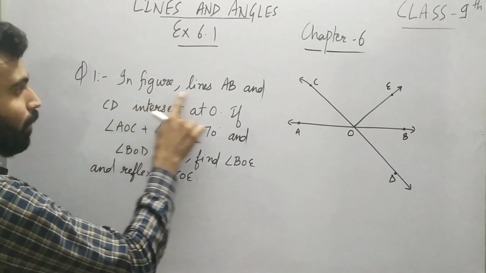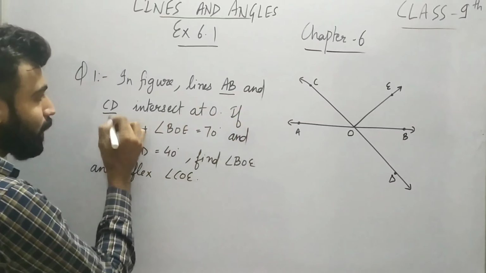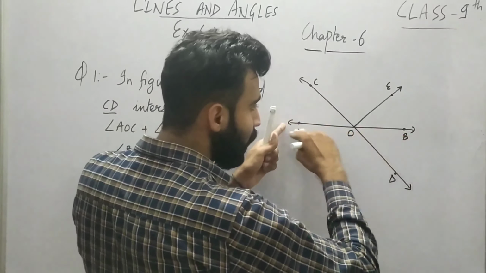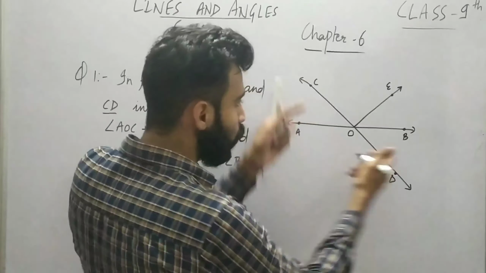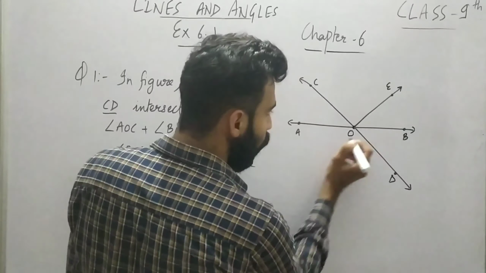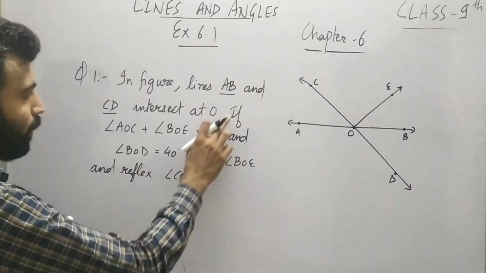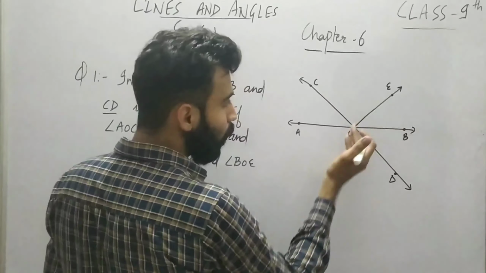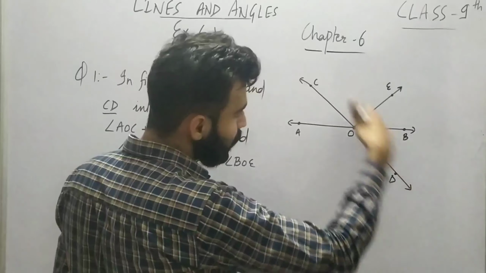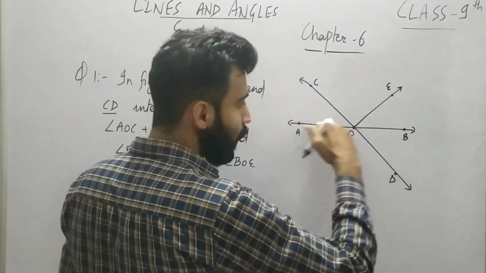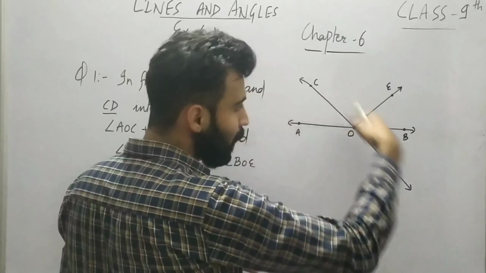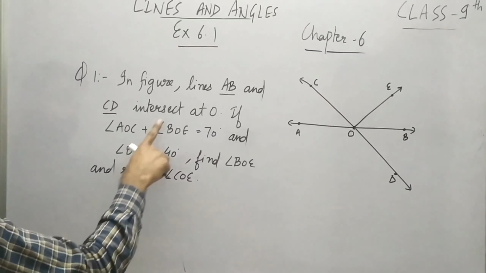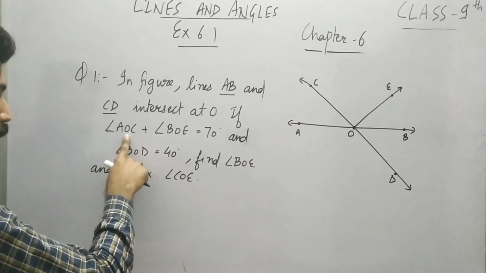Now in the figure, lines AB and CD intersect at O. So you can see there are two lines. One is AB and the other one is CD. Both are intersecting at a point O. Further, you can see there's also a ray which is standing on this line CD, and also on AB. So a ray is standing on AB and CD both from the point O. You can see here.